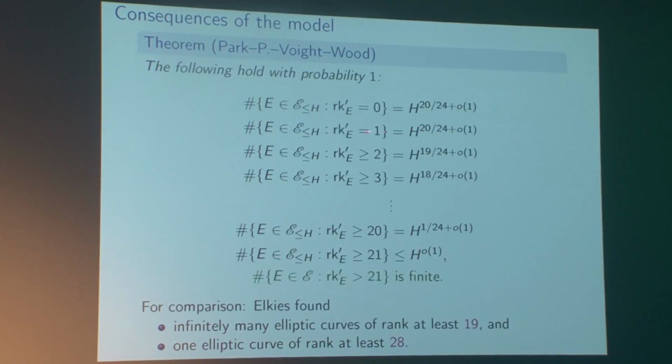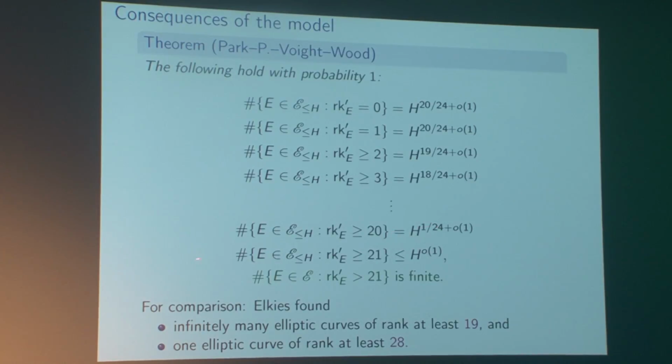And it turns out that every time you try to increase the rank beyond 1, we prove that the number of elliptic curves of, well, I can say it in terms of probability. Each time you increase the rank beyond 1, the probability of having that higher rank goes down by a factor of h to the 1/24. And, well, you can kind of see where this is going.